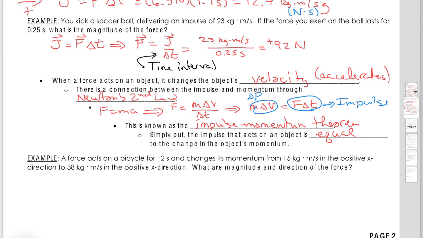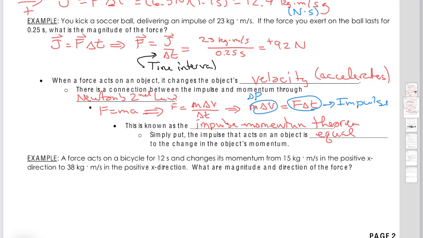Okay, so here's a quick example, and in a minute we'll talk about some real-world examples. Where does this actually come into play? Where is this going to help you as a person? So here you've got a force that acts on a bicycle for 12 seconds and changes its momentum from 15 kilograms times meters per second in the positive x direction to 38 kilograms times meters per second in the positive x direction. So what are the magnitude and direction of the force?